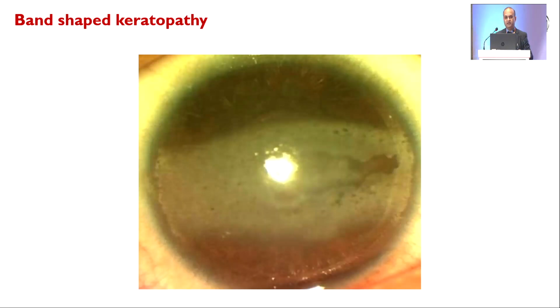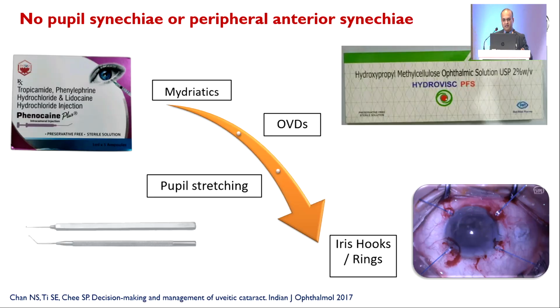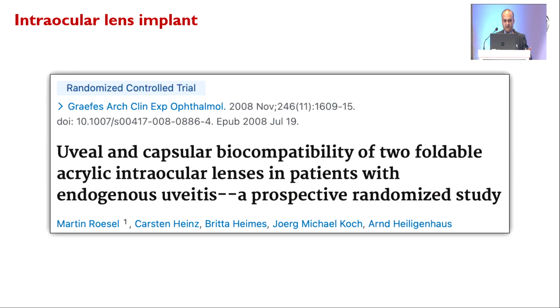Band-shaped keratopathy and lack of visualization can be other complications which sometimes do need to be taken care of in these eyes. The other problem sometimes can be a very small pupil or presence of synechiae, and then you need to take care of all the other factors which can help you in overcoming these problems, including extensive use of mydriatics, OVDs, pupil stretching, iris hooks, and rings.